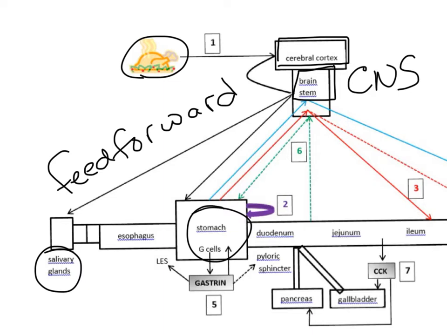And as mentioned, this is going to be the CNS controlling it, but it will be the PNS that is sending out these messages. In particular, it will be the parasympathetic nervous system, and it will be the vagus nerve that is stimulating these gastric glands. So, cephalic phase in preparation, feed forward, going to both the salivary glands and the stomach to increase secretions that are going to be necessary to digest the incoming food.